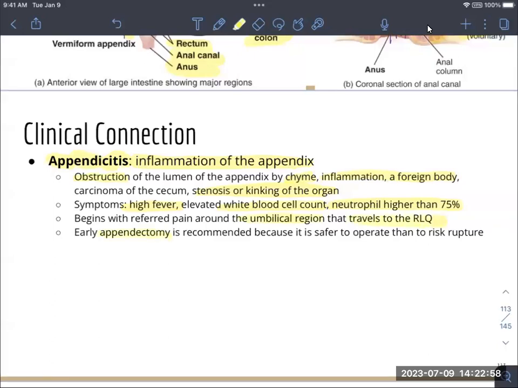Appendectomy is the removal of the appendix, and that's usually what's recommended because it's the safest way to prevent a possible rupture.